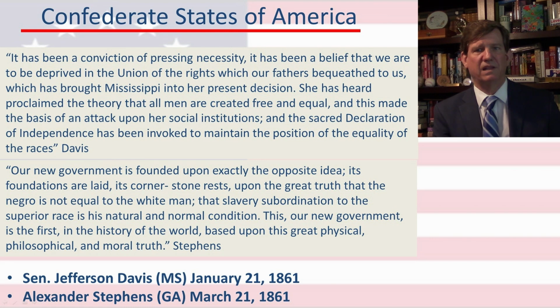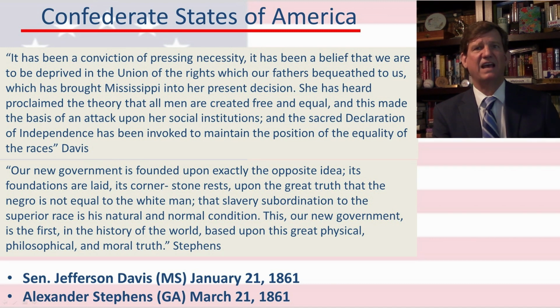This was even made more clear by the future Vice President of the Confederate States of America, Alexander Stephens, when he was asked what would his new government look like. He said, "Our new government is founded upon exactly the opposite idea. Its foundations are laid, its cornerstone rests upon the great truth that the Negro is not equal to the white man, that slavery subordination to the superior race is his natural and normal condition. This, our government, is the first in the history of the world based upon this great philosophical and moral truth."